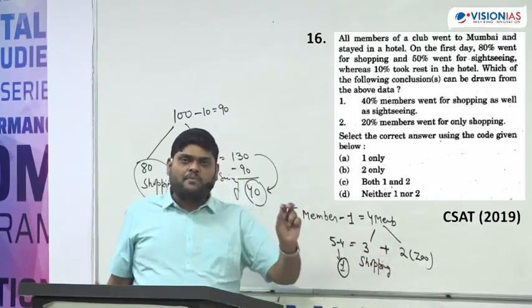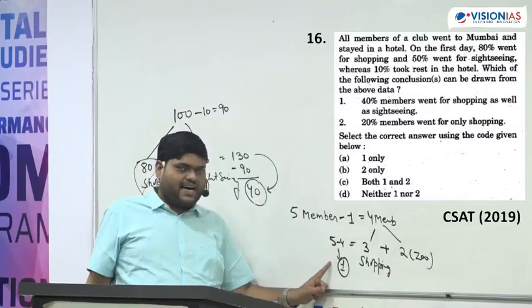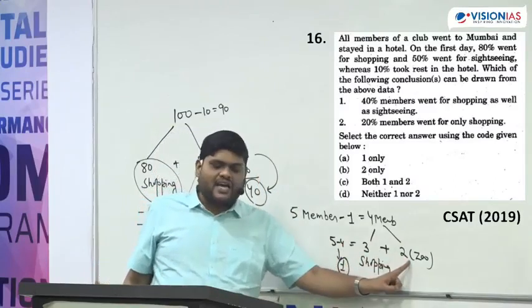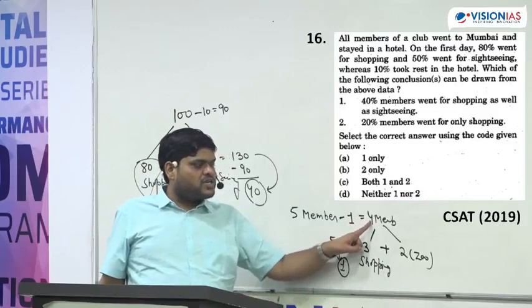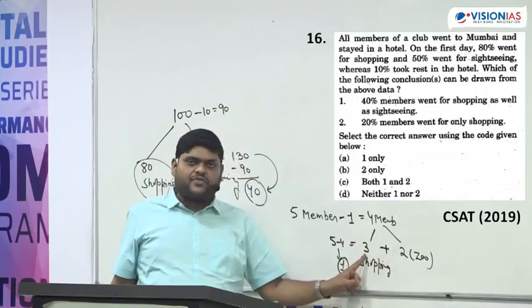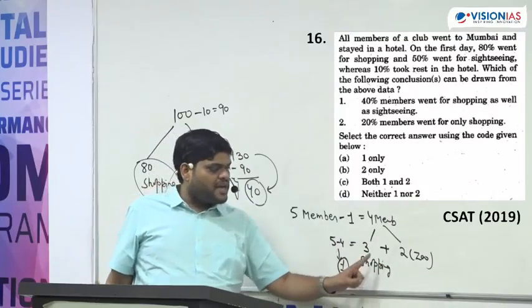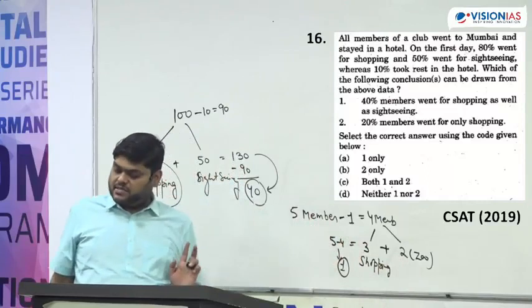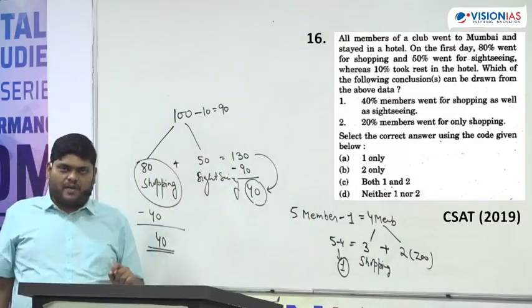That's why if I count individually, the total becomes 5. But individual members are only 4. So that means one member is there who went for both shopping as well as zoo. And how to find that one member? We know that total is 4. And here if I add individually, this becomes 5. That means one member is going to both places, shopping and zoo. Same logic I have applied here.